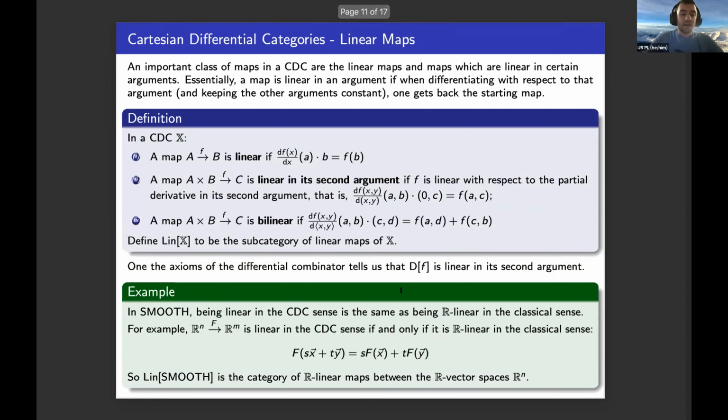Now, the cool thing is that maybe even if you don't understand this notion of linearity from a Cartesian differential point of view, I really only need you to understand it in the example of smooth, where being linear in the CDC sense is the same thing as being linear in the classical linear algebra sense. So what that means is that a smooth function is linear in the CDC sense if and only if it is R-linear, so it satisfies this equality. So lin of smooth is the category of vector spaces of the form R^n and R-linear maps between them.